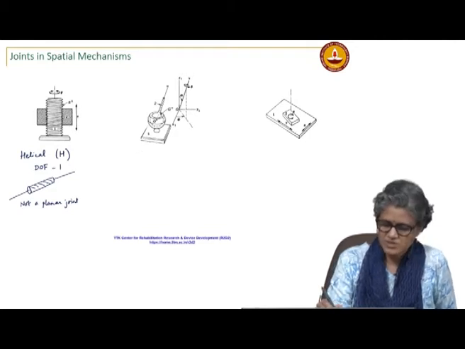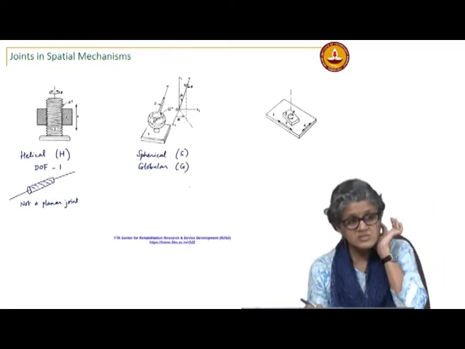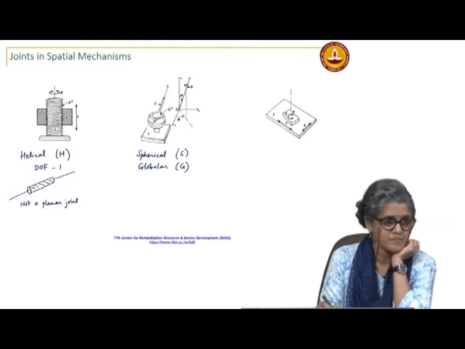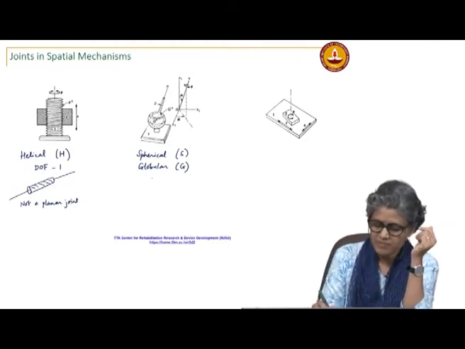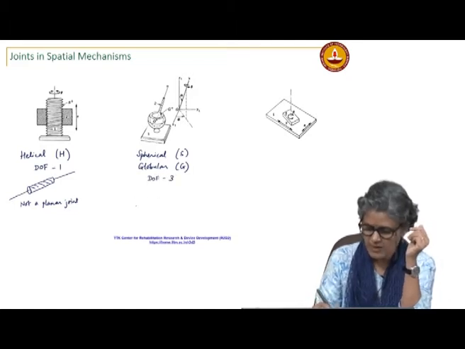This is your spherical joint, sometimes referred to as a globular joint. The Dennewitt book refers to it as a globular joint. This is your ball and socket joint. How many degrees of freedom? You have 3 degrees of freedom, and the general representation is a ball and a socket.